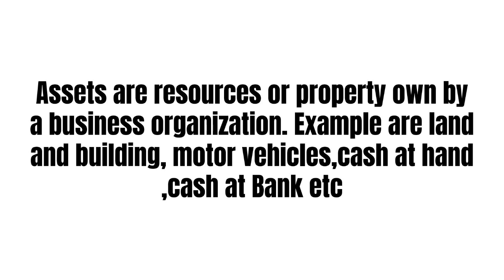The first one, asset. Assets are resources or property owned by a business organization. Examples are land and building, motor vehicle, cash at hand, cash at bank, and so on and so forth. So let's explain it. When we are talking about assets, we mean the properties, resources owned by a business organization.